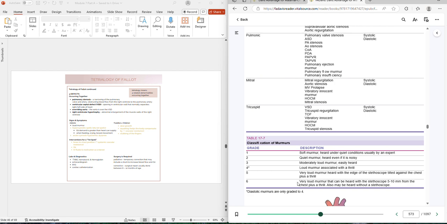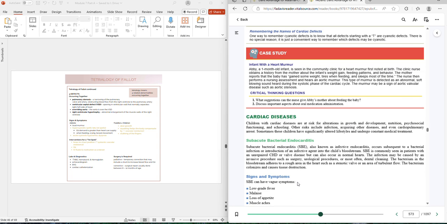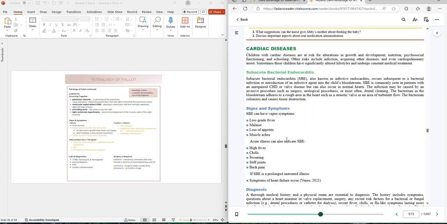It's very, very loud. You have a case study here that you need to do to put this all together. Now let's talk about some cardiac diseases. The first one is subacute bacterial endocarditis. Okay, fever, itis, we know what? Inflammation. Okay, it's infection in the bloodstream.